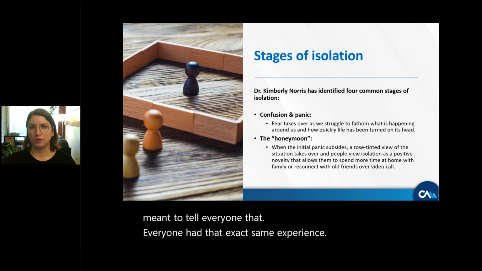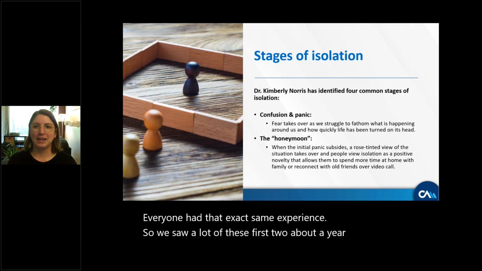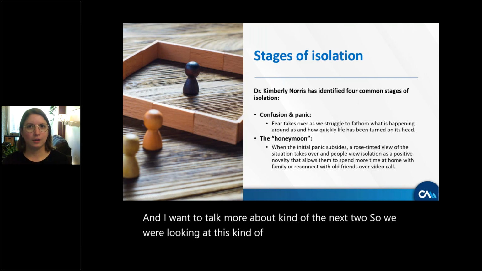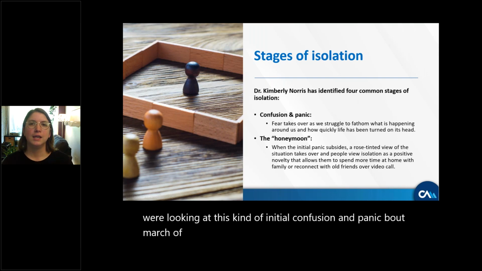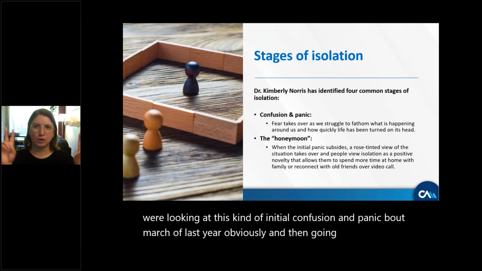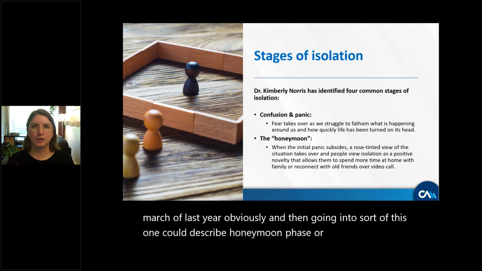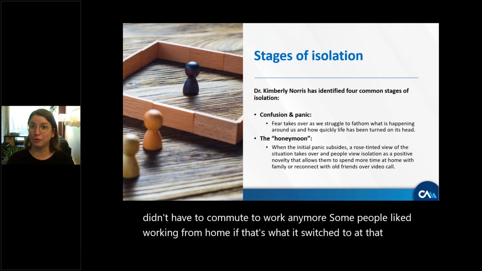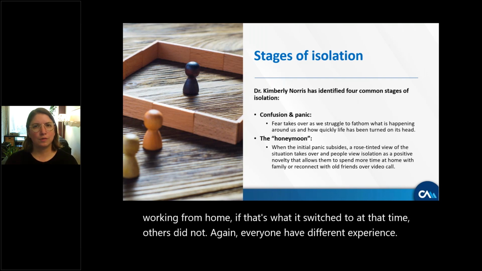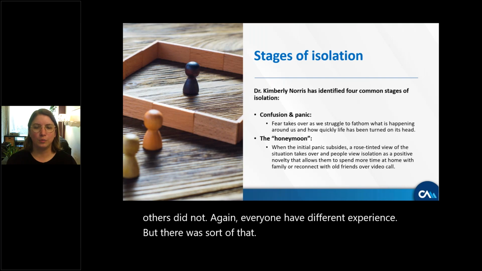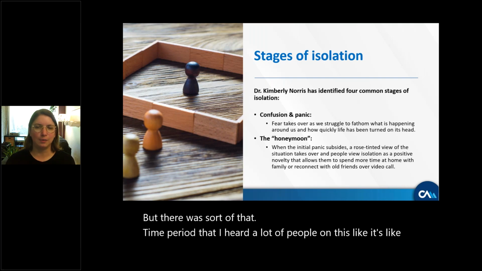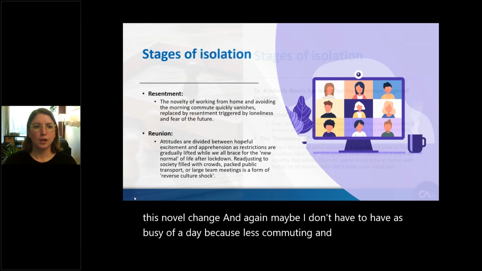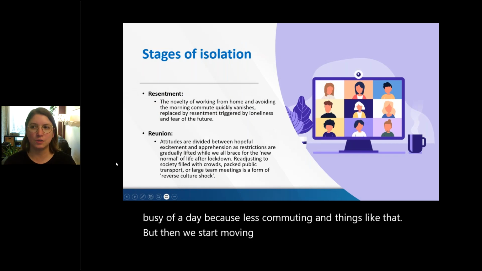We saw a lot of these first two about a year ago, and I want to talk more about the next two. We were looking at this initial confusion and panic, about March of last year, obviously, and then going into what one could describe as a honeymoon phase for some people. They didn't have to commute to work anymore. Some people liked working from home if that's what it switched to at that time. Others did not. Again, everyone had a different experience. But there was that time period where I heard a lot of people say it was a novel change, and maybe I don't have to have as busy of a day because of less commuting. But then we start moving into these second two stages.